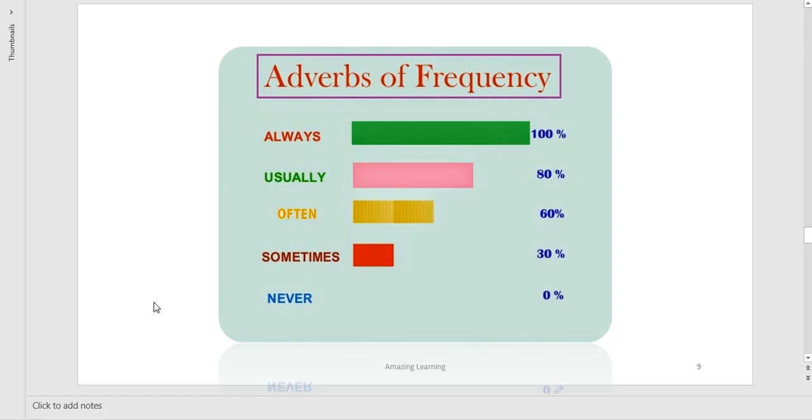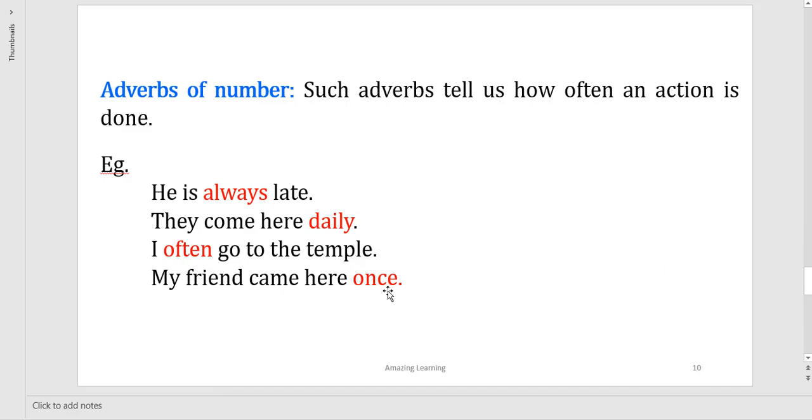Next is adverbs of frequency, or maybe number. Frequency means how often the work has been done, how often the action is going to be performed, right? Action means verb. So always, usually, often, sometimes, never. So here are the examples. Such adverbs tell us how often an action is done.